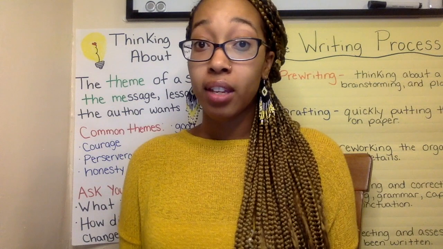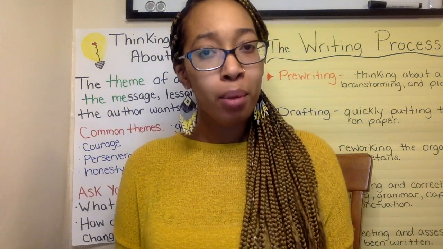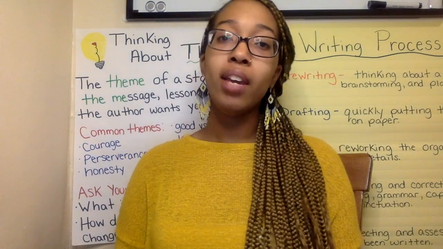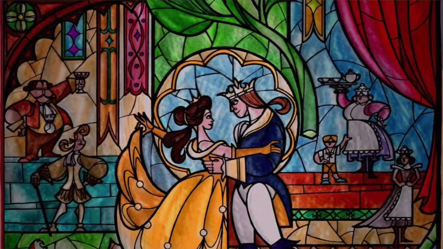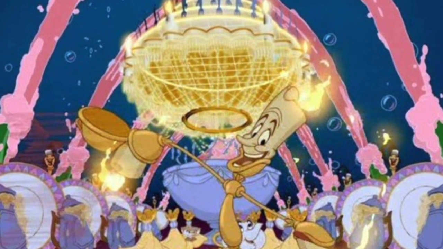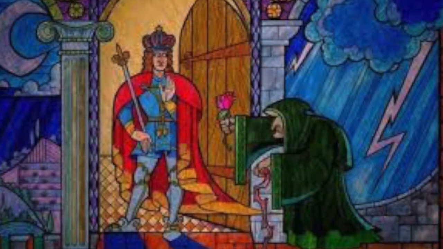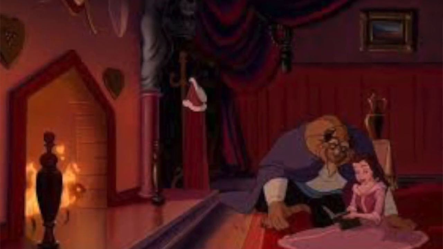So, let me give you an example of theme. Have you ever watched the movie Beauty and the Beast? Do you know what the theme was in that movie? Well, let me give you the plot. The plot of Beauty and the Beast is about an arrogant young prince and his castle servants who fall under the spell of a wicked witch who turns him into a hideous beast until he learns to love and be loved in return.